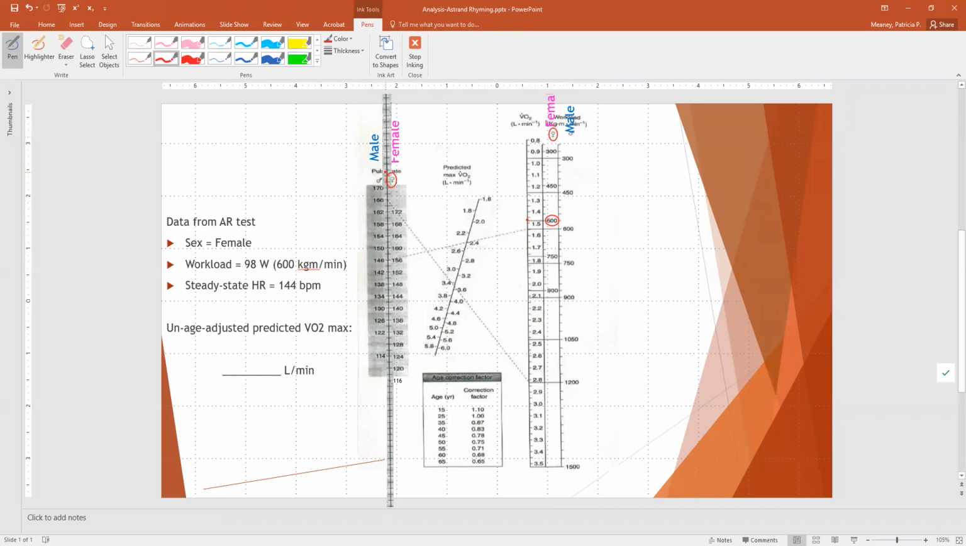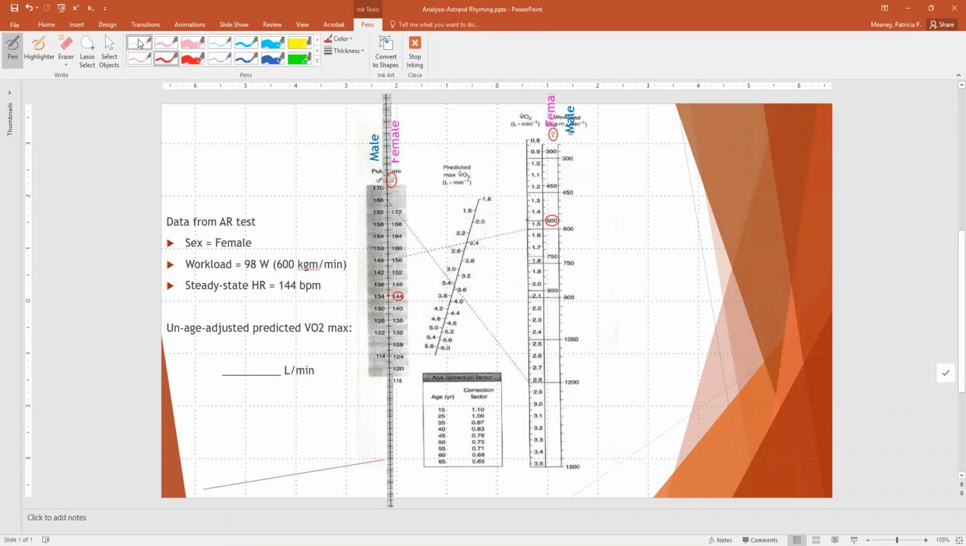Over on the heart rate side of the nomogram, we're again working on the female side. Find our steady state heart rate, 144 beats per minute, so that's this number right here. I'll put a circle around it so it doesn't get lost. And then we're going to put a point in the center of the heart rate side of the nomogram. So I'm going to put my little dot right there. If you were doing this on a piece of paper, you would then get a ruler and draw a straight line from this point to this point.